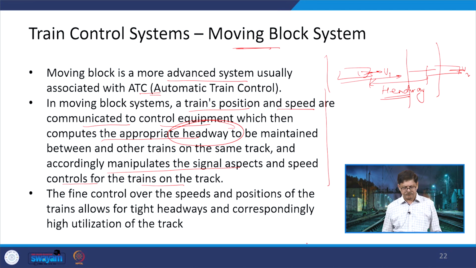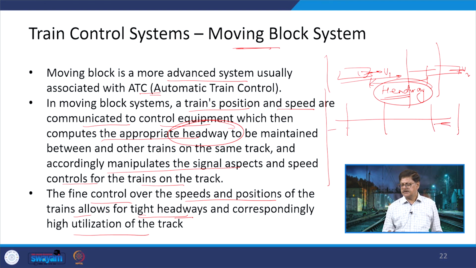So, the fine control over the speeds and the position of the trains allows a tight headway and correspondingly high utilization of the track. That means now you are trying to bring in the trains a bit closer on the basis of that headway which has to be there at a speed. You are not talking about a fixed block system where the blocks have already been defined in this form, and therefore, if the train is here, then another train can try to move here. But now when you are talking about this headway, there may be a possibility that the blocks may change into this way. So, if the train is here, it means another train which is coming from the back side may take this position. So, that is a tighter arrangement, and because of this tighter arrangement there can be more trains on the track.